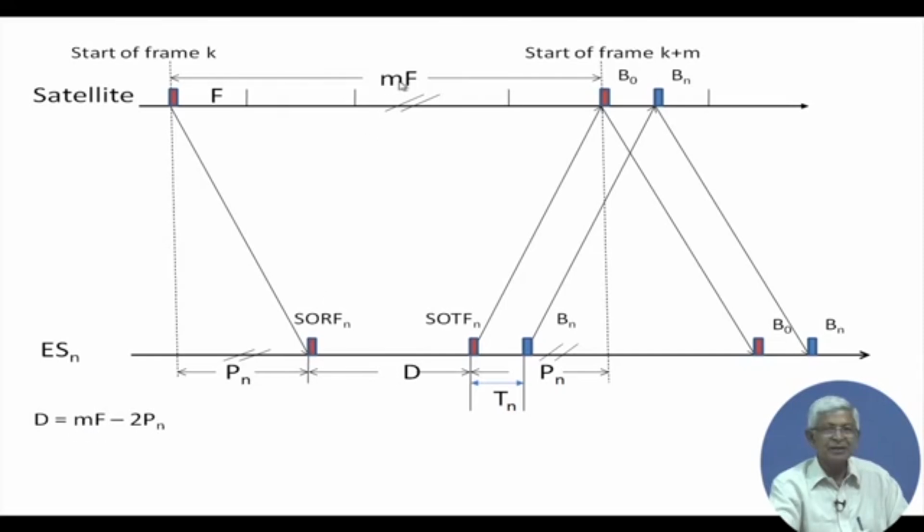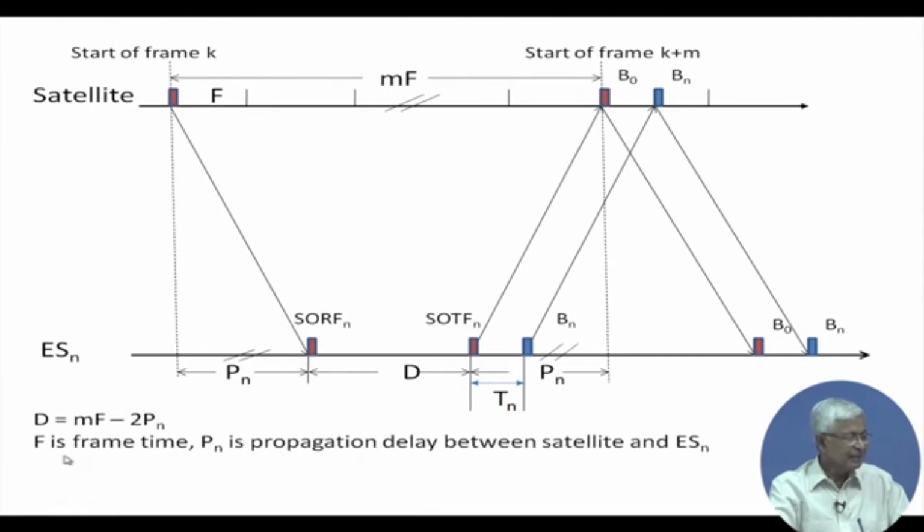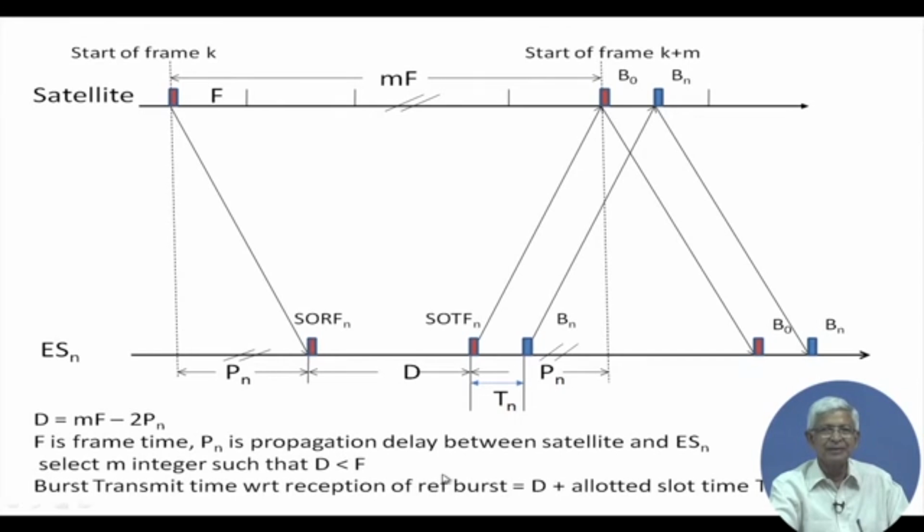M is an integer, the integer number of frames that have passed. Normally these frame durations are very small, of the order of 4 milliseconds, 2 milliseconds, whereas propagation delay is 125 milliseconds. So, F is the frame time, and Pn is the propagation delay between the satellite and the station n. You have to select this integer m such that d is less than F. With this condition you can easily find it out.